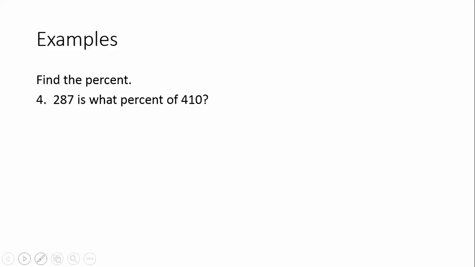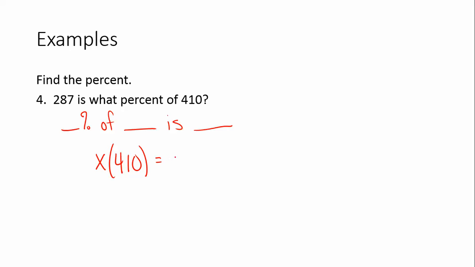Now let's look at an equation when we're trying to find the percent. So remember, it's blank percent of blank is blank. And of is your multiplication and is your equal sign. The percent here is what we don't know. It says what percent. So that's going to be our variable. So x of 410 is 287. And we usually write this as 410x.